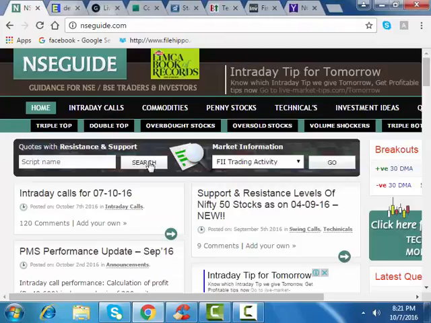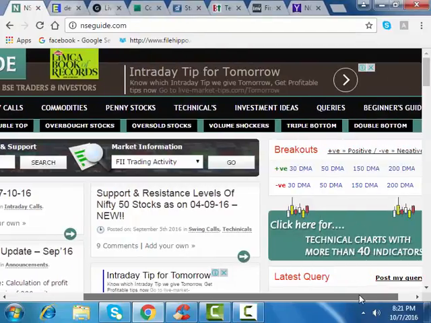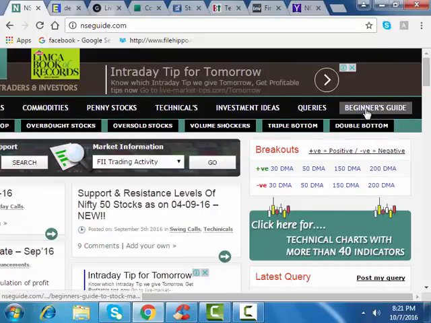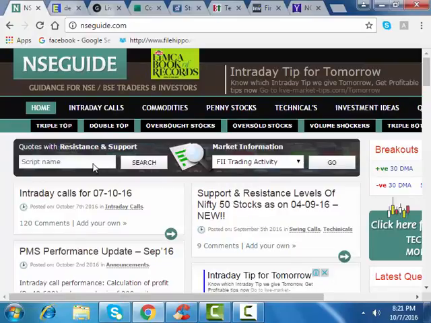Next website is NSE guide. It is a very important website. Here you can see the beginners guide, which shows all the questions and answers related to beginners in the stock market. And in this column you can search any particular stock on which you want to invest or trade and press the search button. It will show you support and resistance of a particular stock.